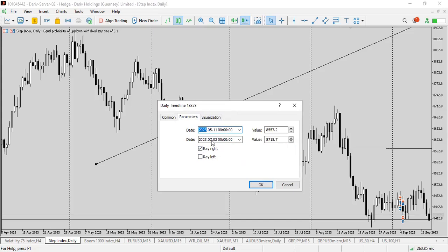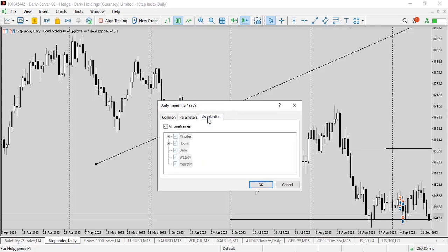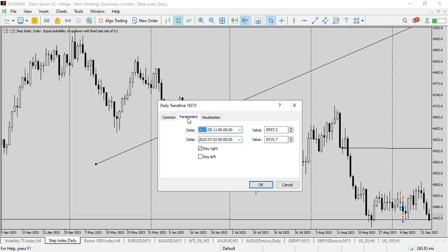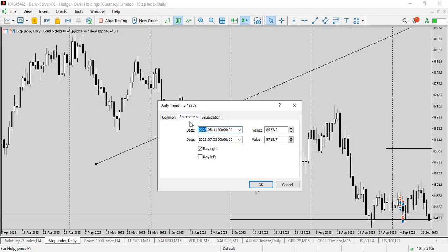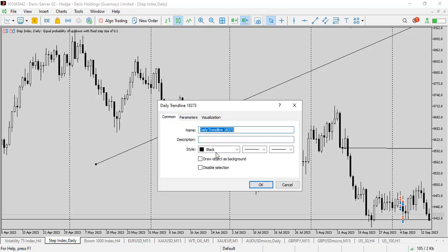Ray right, not ray left, because you want it to move to the right, not back to the left. You don't want it to go left, right? So you only pick ray right. Apply to all time frames, you may choose that. Because if you choose ray left, it will extend and give confusion. Choose only ray right, please. Here, you are not to choose anything.